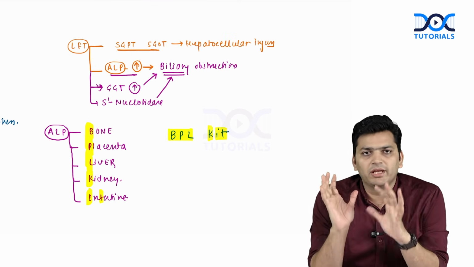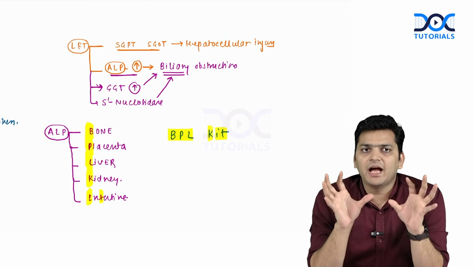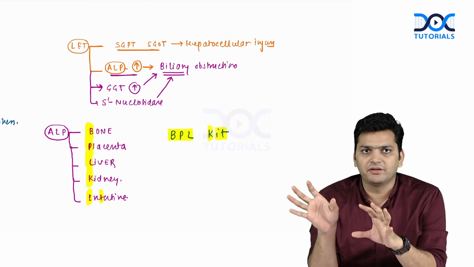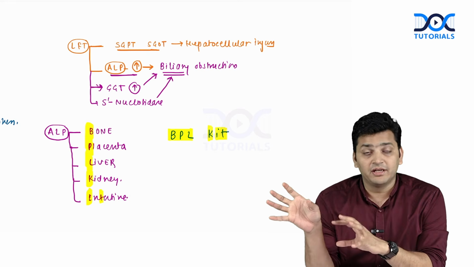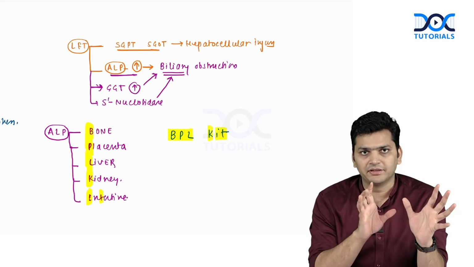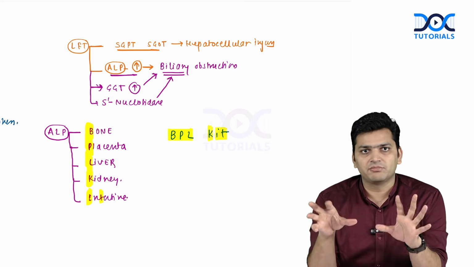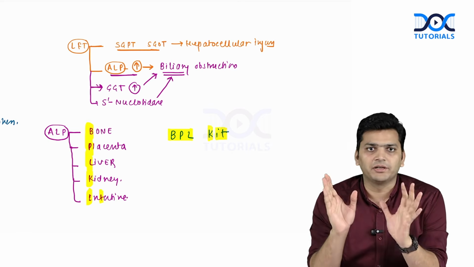Whenever they talk about SGOT and SGPT, they are related to hepatocellular injury. If there is an alcoholic hepatocellular injury, SGOT will increase. If non-alcoholic, SGPT will increase. And if there is cirrhosis because of any cause, the SGOT will increase.